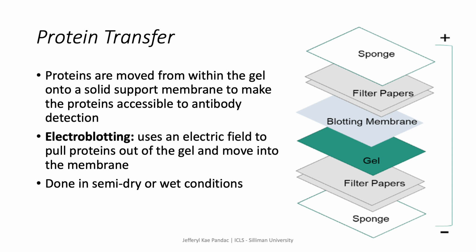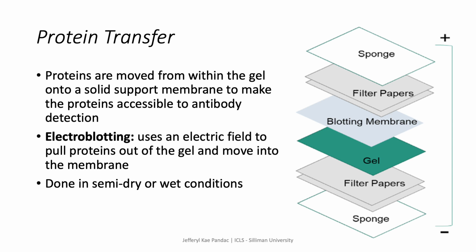After separating the proteins by gel electrophoresis, the proteins are moved from within the gel onto a solid support membrane to make the proteins accessible to antibody detection. The main method for transferring the proteins is called electroblotting, which uses an electric field oriented perpendicular to the surface of the gel to pull the proteins out of the gel and move into the membrane.